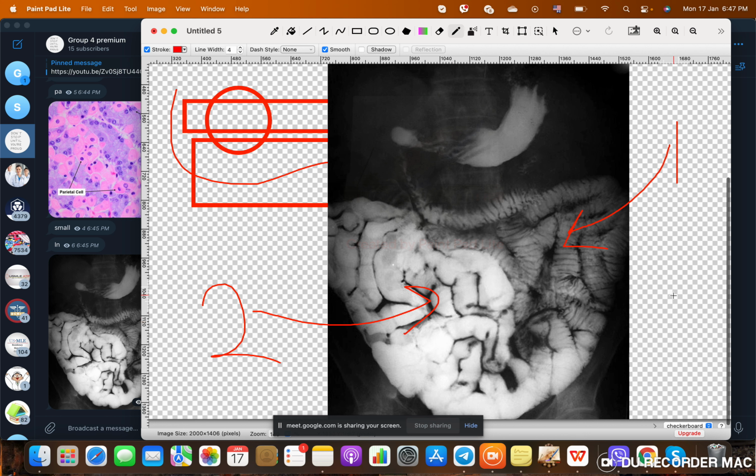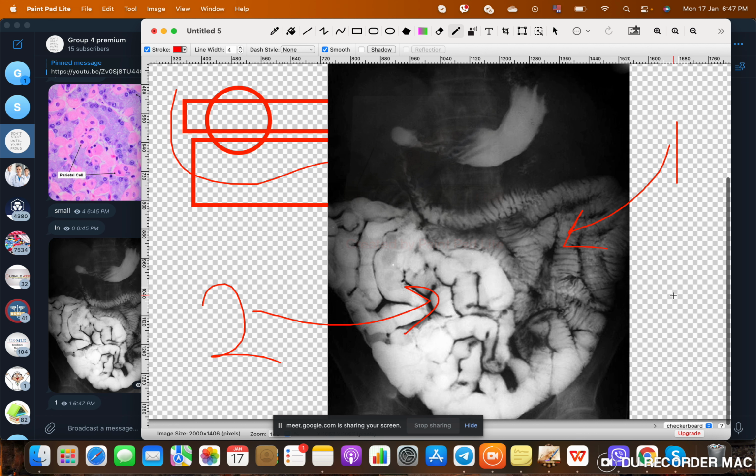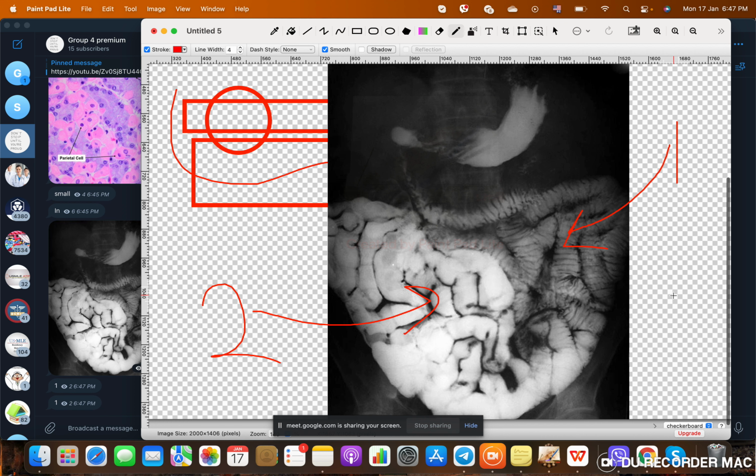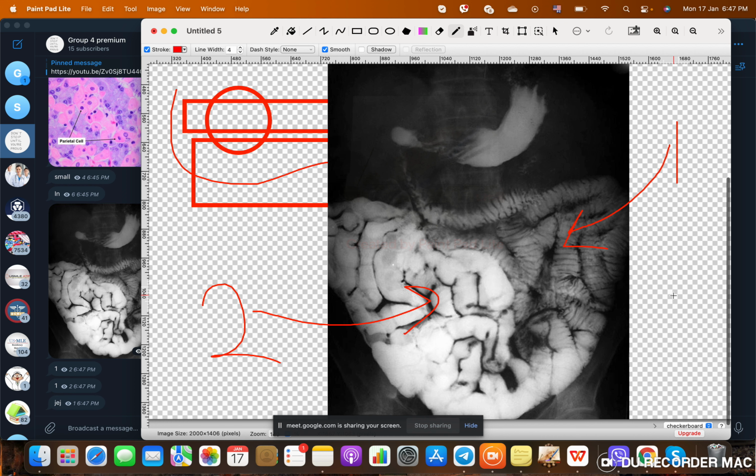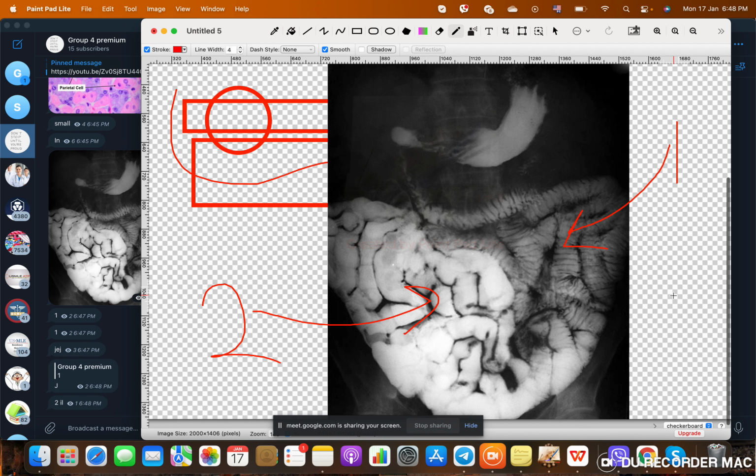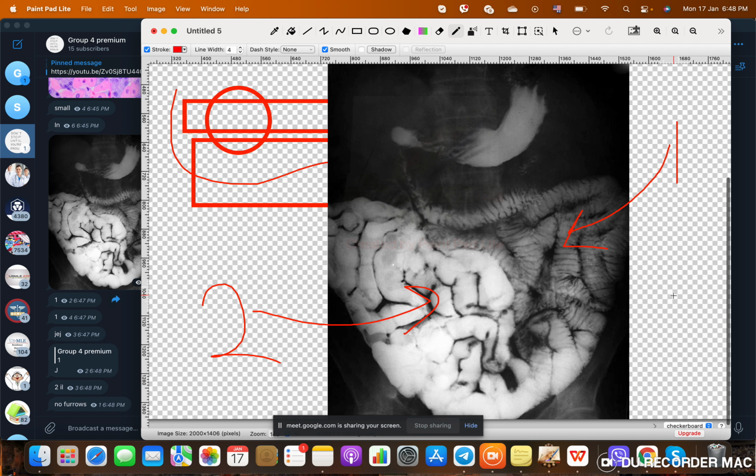Which one is the jejunum? Which one is the ileum? One is jejunum, yeah? Okay? Yes. Why did you say that? No furrows. And the furrows were because of the plicae circulares. So, from just a standard picture of a barium study, you can differentiate the jejunum from the ileum.